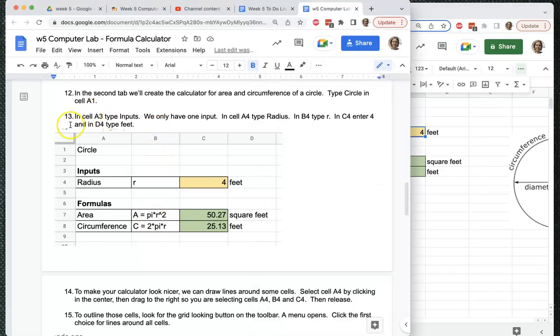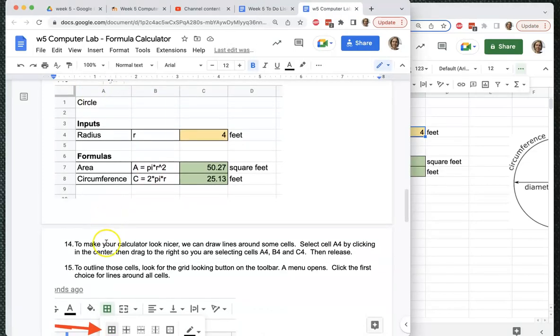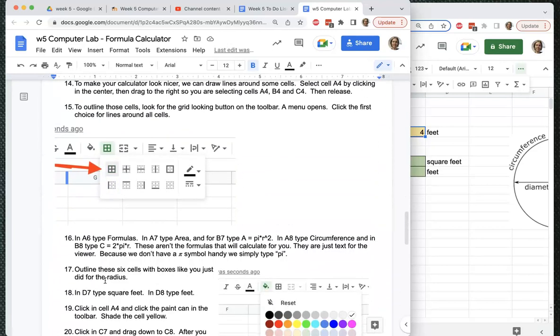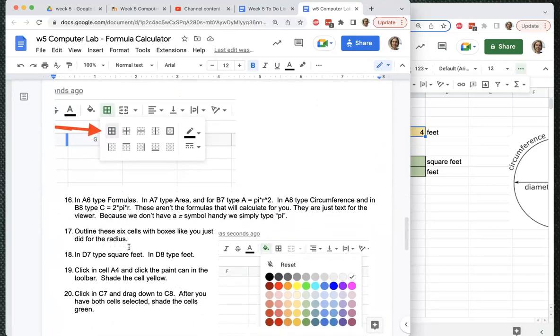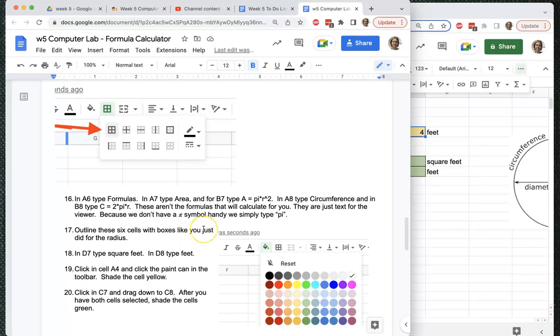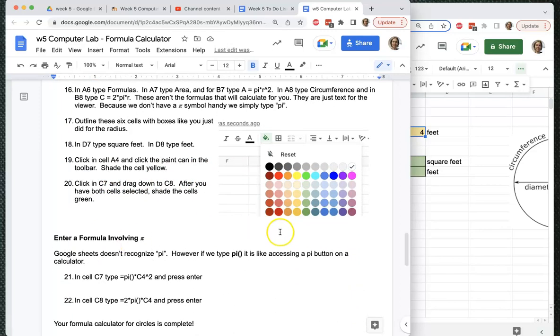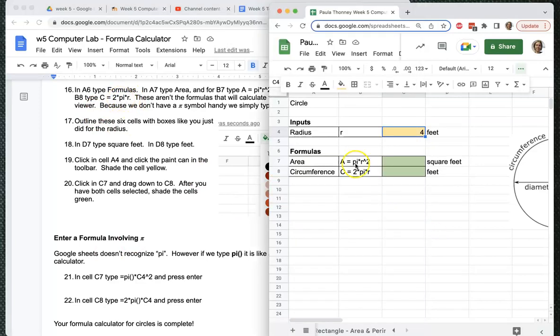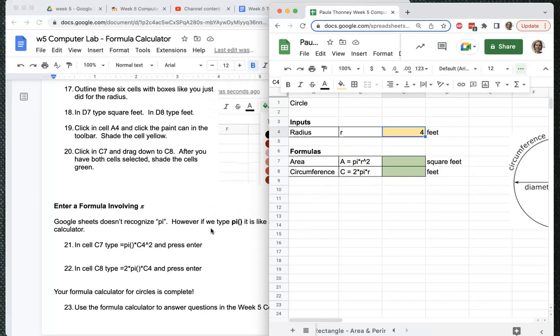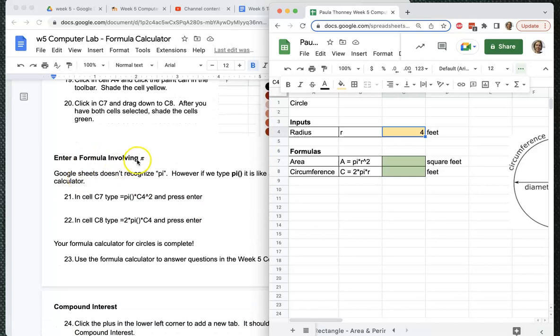I think that takes care of step 13, 14, and 15. And 16 and 17. Yeah, it looks like I already did everything down through step 20 here. Here I was just talking about the fact that we don't have a pi symbol, so I just typed pi times radius squared using pi text. And now we're going to enter a formula involving pi.